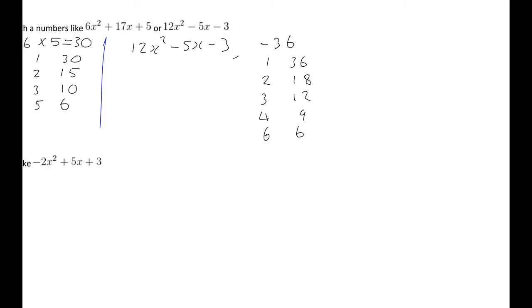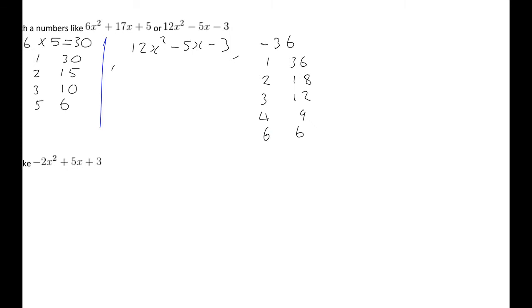Now, this one's a bit different because it's a minus 36. So, rather than adding these together to try and get this number, we're going to take them from each other. Okay? Now we want to get minus 5, so we're going to do the smaller minus the bigger. 1 minus 36. Nope. 2 minus 18. Nope. 3 minus 12. Nope. 4 minus 9. Oh look, 4 minus 9 is minus 5. And 6 minus 6 would be 0. So, we have that one.